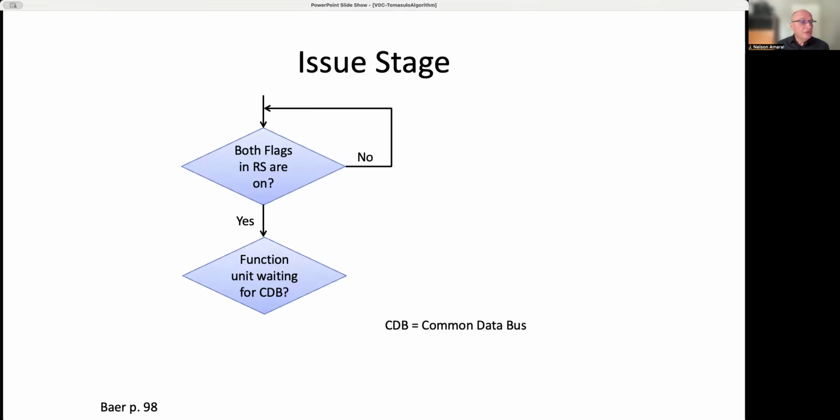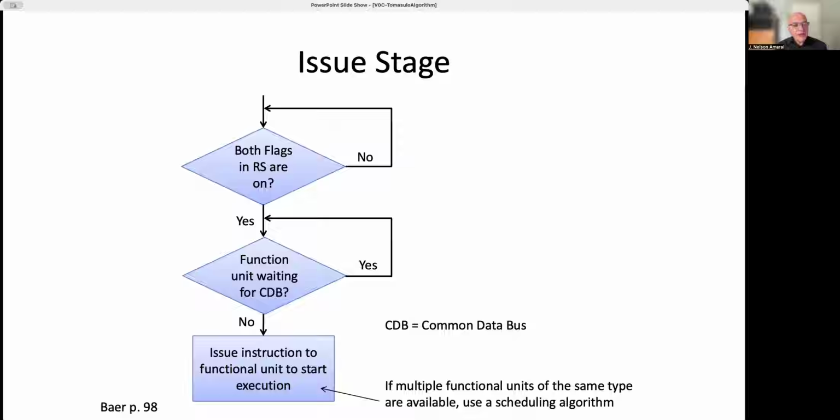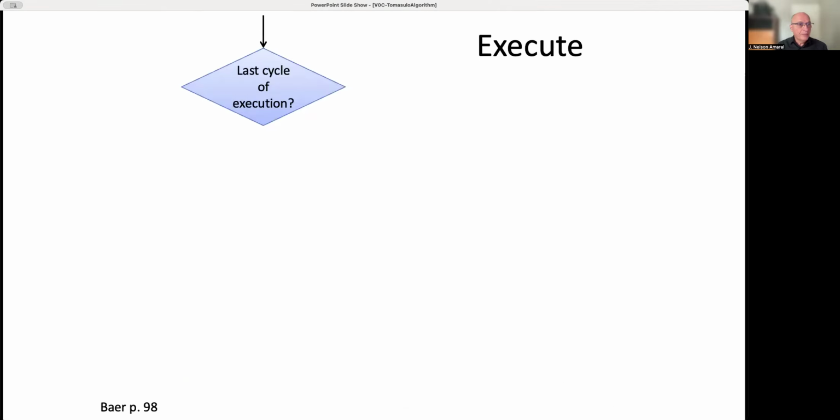So if the function unit is waiting for the common data bus, there's nothing that I can do. I just keep waiting until that unit receives the common data bus. When that unit receives the common data bus, it will broadcast and it will become free. If the unit is not waiting for the common data bus, I can issue the instruction to the functional unit to start the execution. So that's the issue stage. If I have multiple functional units of the same type in a design, then I will need a scheduling algorithm that will decide which of the functional units will receive the current instruction.